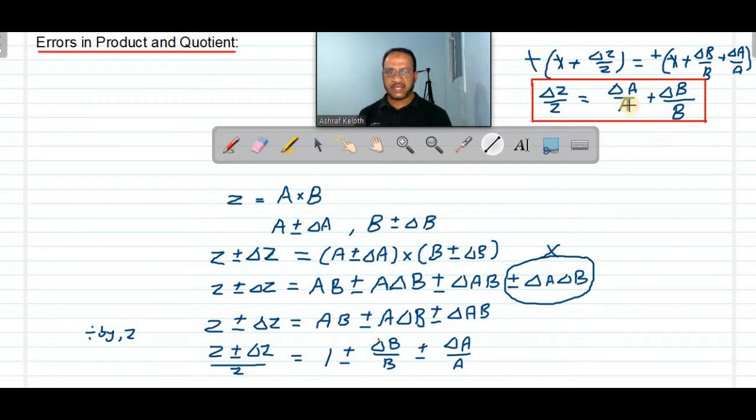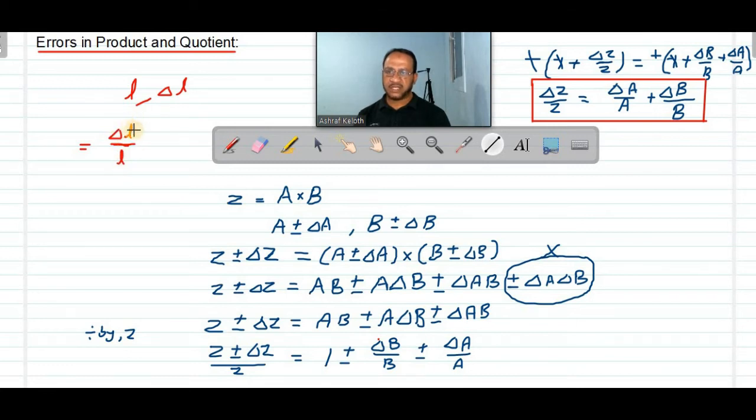What is the meaning of fractional error? Suppose you are measuring the length of a table, and the length of the table is represented by small l, and you are making some mistake in that. That mistake is delta l, error is delta l. Then fractional error in the measurement of the length is delta l by l. Can you tell the physical meaning of this?